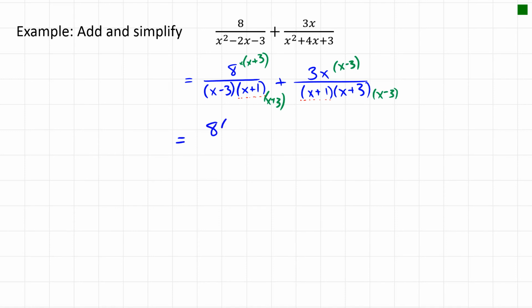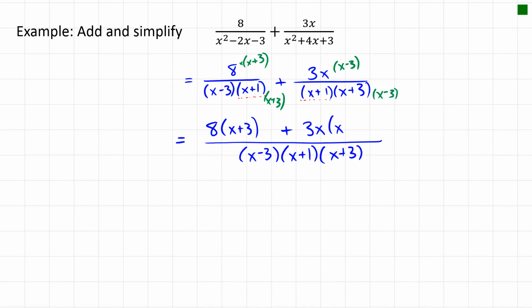So that looks like 8 times x plus 3 over, and then I have my three brackets in the denominator. But now that I know my denominators are common, I'm just going to write the two numerators, and I have plus 3x times x minus 3.